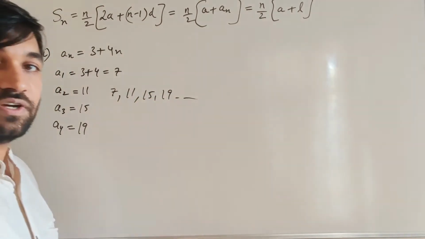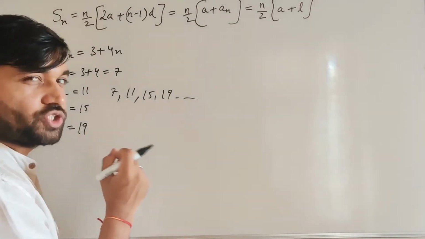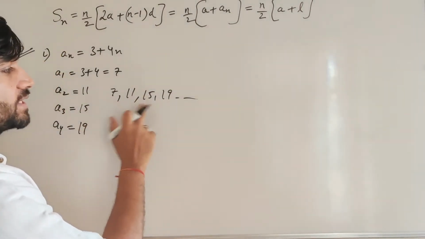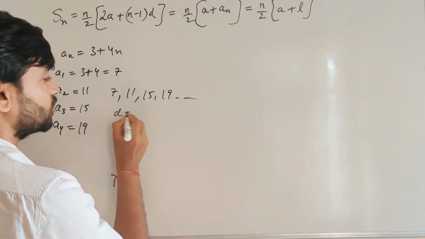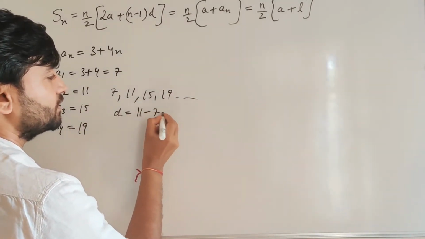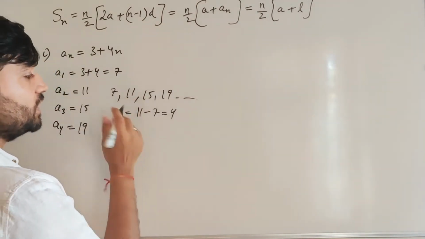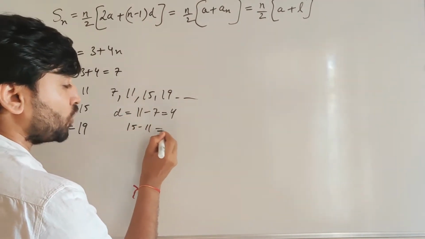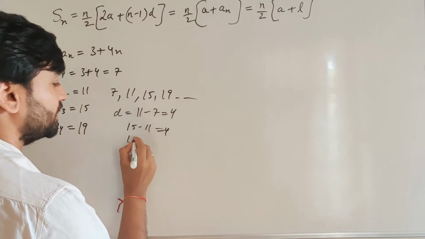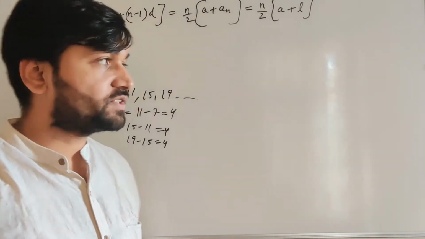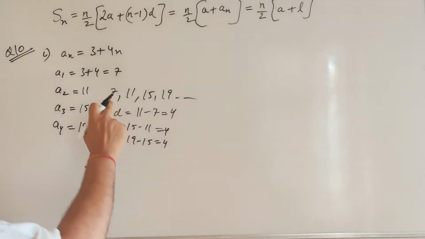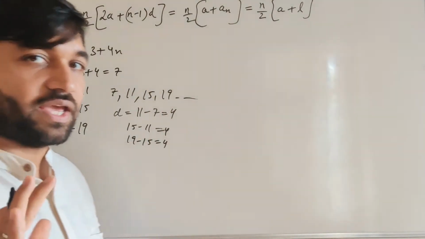Now they're asking to verify whether it's an AP or not. To check that, we just have to check whether the common difference is the same or not. The common difference here is 11 minus 7, which is 4. Here 15 minus 11, which is also 4. 19 minus 15, which is also 4. Because the common difference is the same, that verifies that yes, the sequence is an AP.